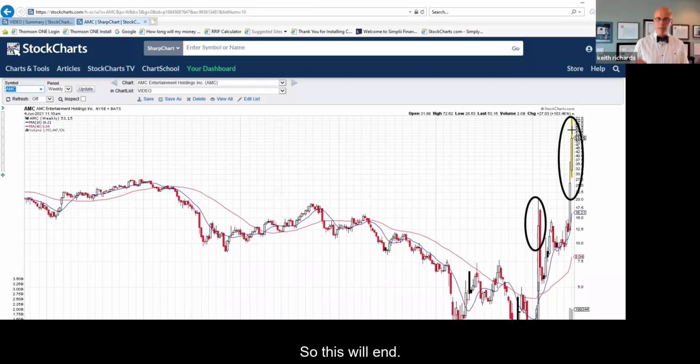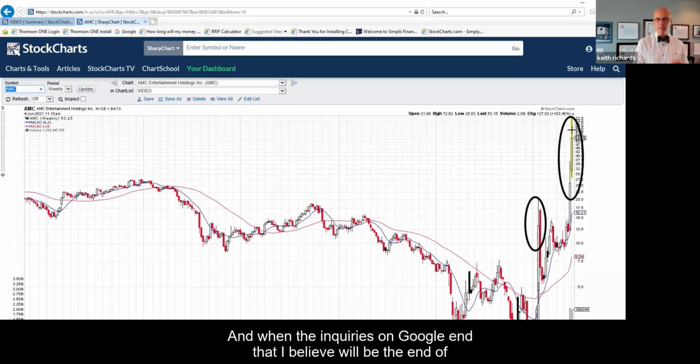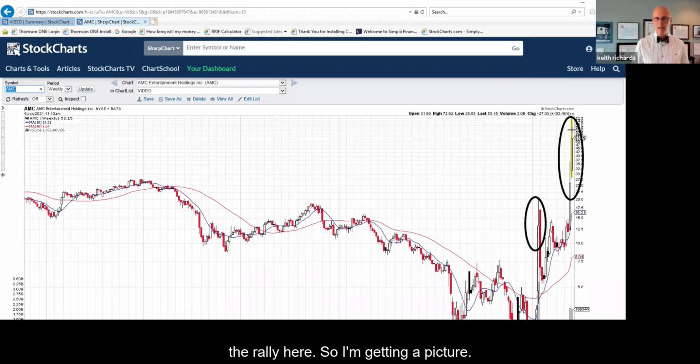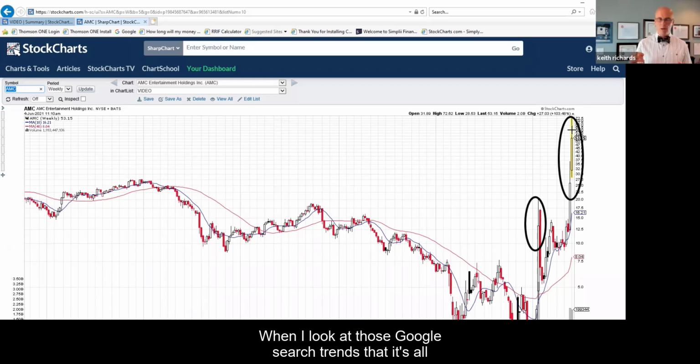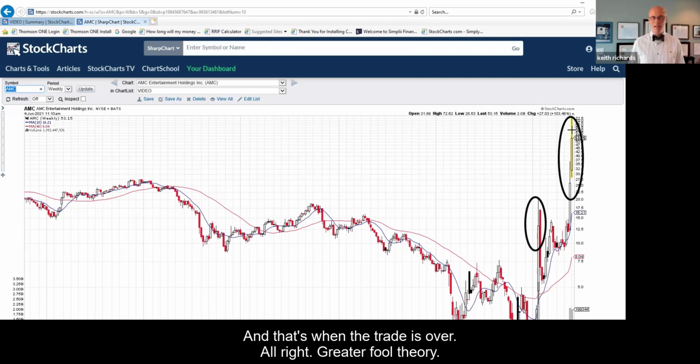So this will end, and when the inquiries on Google end, that I believe will be the end of the rally here. So I'm getting a picture when I look at those Google search trends that it's all over, everybody all over the world is searching AMC, wants to trade it, and it's getting overdone, because if you've ever heard the lesson about dumb money, when the dumbest investors buy, that's when the trade is over. So there's going to be a point where everybody's talking about it, and finally you get the dumbest person in the room buying the stock, and that's when the trade is over. All right, Greater Fool Theory, I believe it's called. I talk about that in my book.